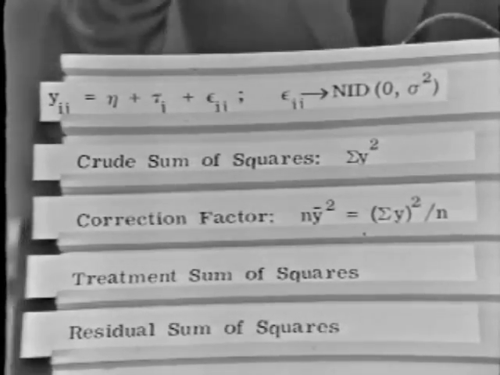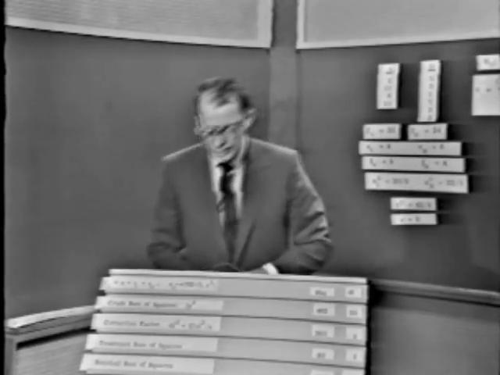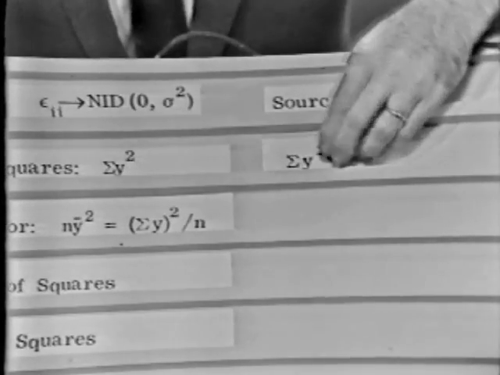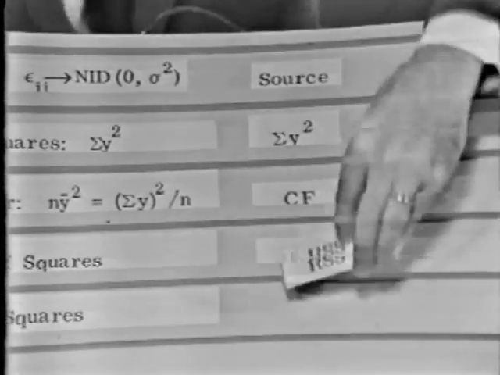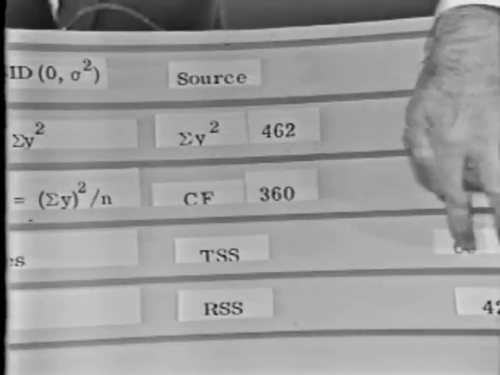And if you liked, we might even identify these things symbolically. We could talk about the various sources of variability which enter into the data. First of all, there's the grand sum of squares of all the observations, the intrinsic quantity which we begin to work with. Then there's the correction factor, and then there's the treatment sum of squares, and then there's the residual sum of squares. And this would permit us to tighten up our table a great deal.